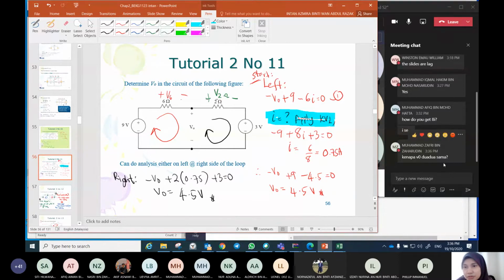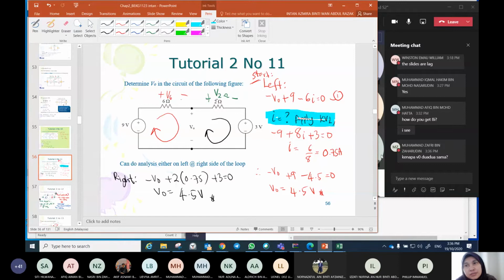Why are both V0 the same? Yes, V0 is the same because as I mentioned just now, imagine that you connect two voltage sources of 9 and 3 volt and then you take two resistors, 6 ohm and 2 ohm, you connect them together, okay, and then you take a multimeter or a voltmeter, okay, and then you take the positive probe to here, the negative probe here.